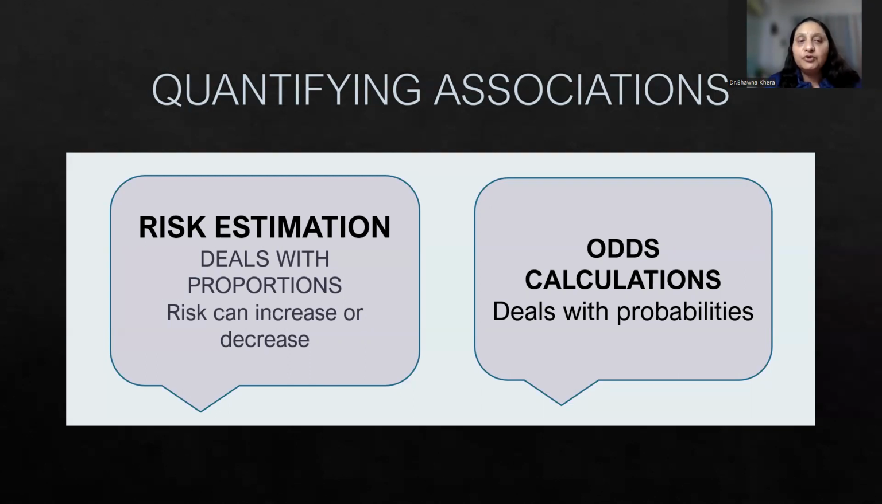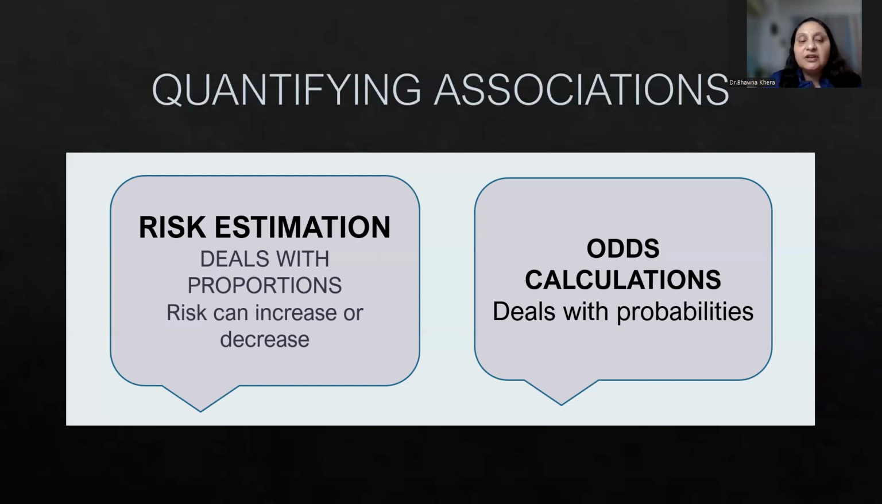So we have two factors here. One way we can quantify association is that we can estimate risk, and the other way is odds calculations. So we have two types of calculations. We will also talk about why we have two types of quantifications, and why we cannot go with risk estimation alone.